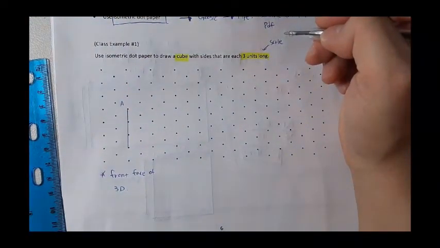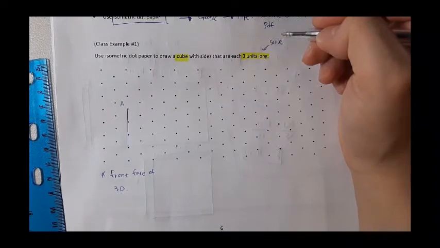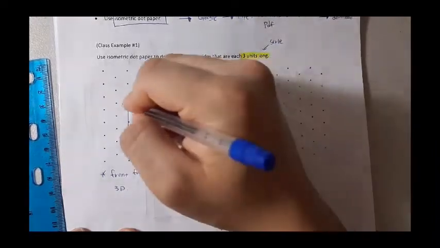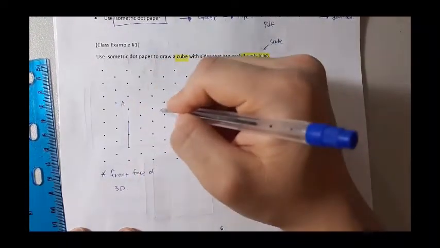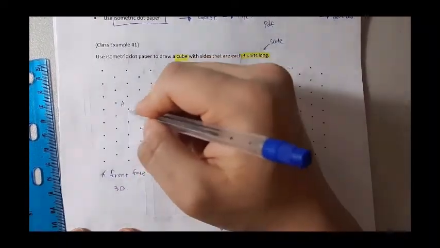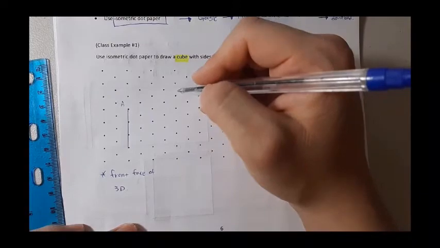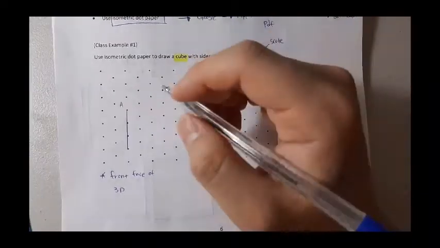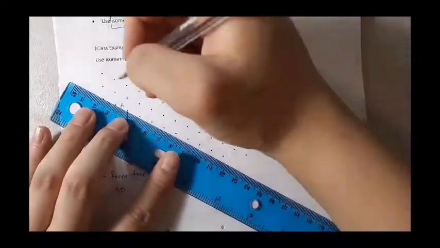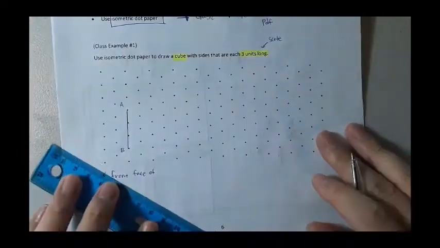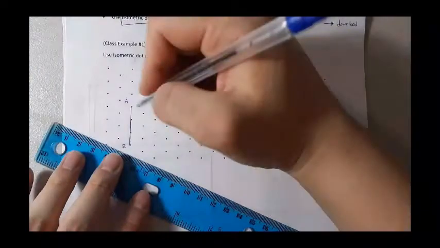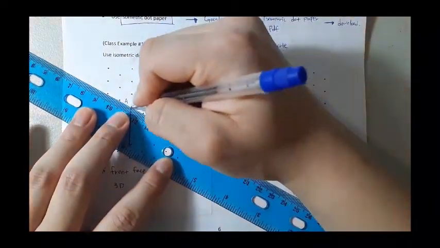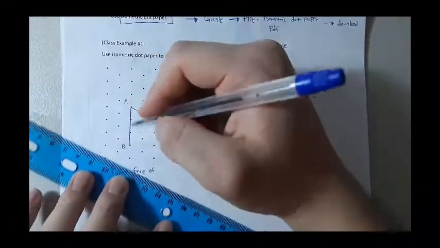Now you may notice that when it comes to isometric paper, it is impossible to draw anything in a horizontal way, because everything is zigzag. So what you can do in this situation is draw 3 of the units that belong to the first front face. 1, 2, 3. Connect it like this.